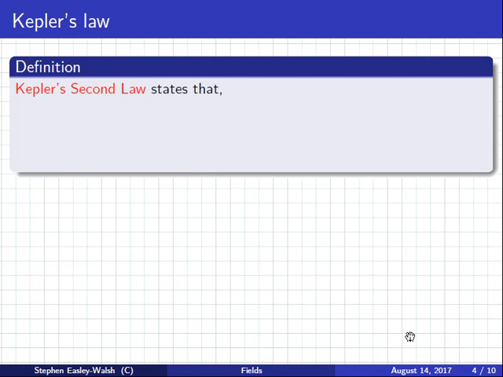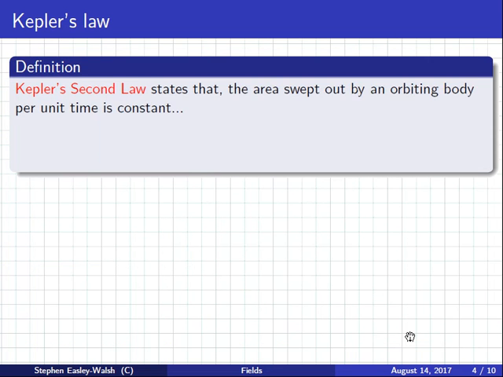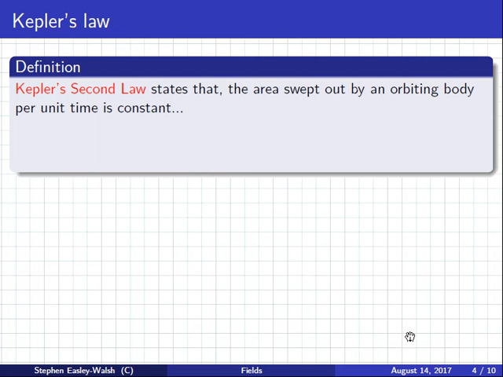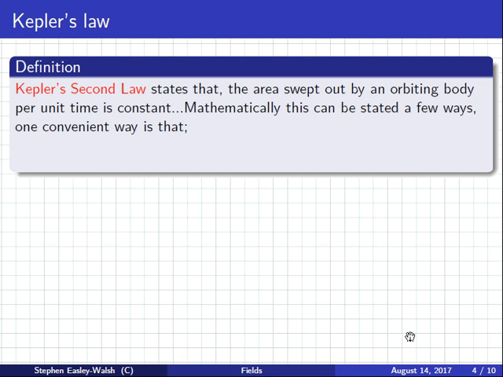Okay, what's Kepler's second law? Now I think I have this. I can't remember if I mixed up the second and the third, but it doesn't really matter. I think I have it the right way around. So Kepler's second law states that the area swept out by an orbiting body per unit time is constant. What the heck does that mean? Well, mathematically you can say it a few different ways, but one convenient way to say it is V1 R1 equals V2 R2. But what exactly does that mean?